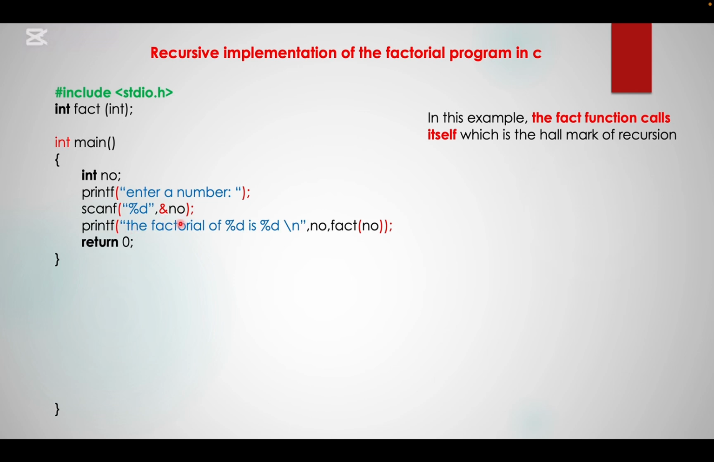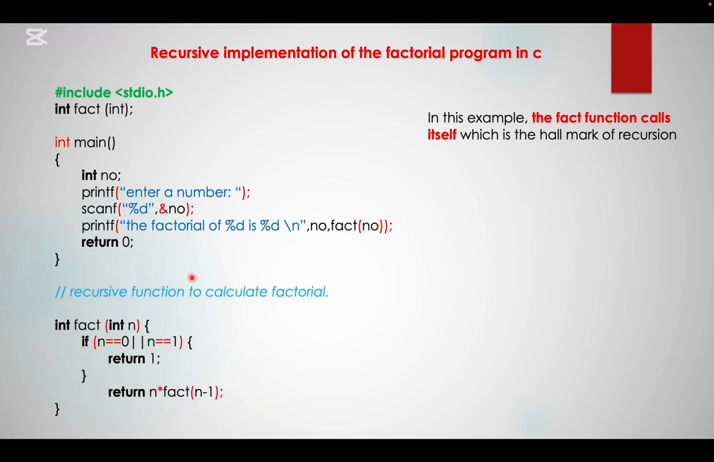So we're going to printf. This statement now is to print the output. So if the user enters 5, it's going to say the factorial of 5 is 120. And this is the placeholder for this 5, which was kept in this variable called number. And this is the placeholder for the factorial function that is being called.